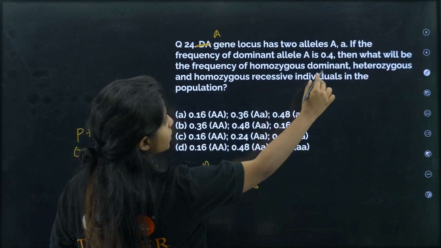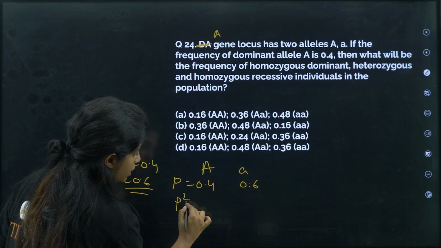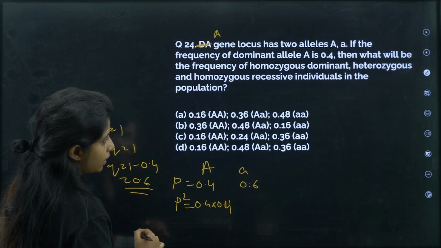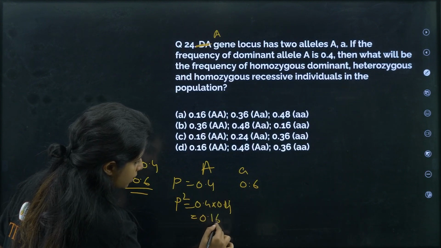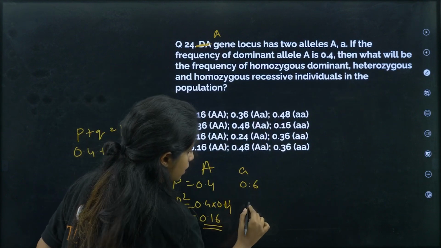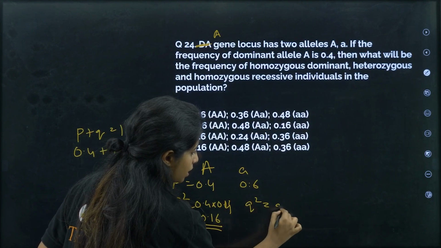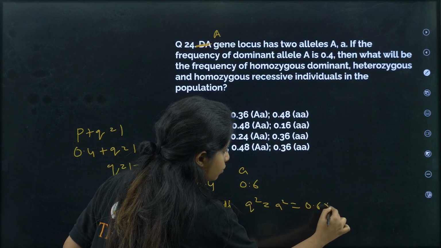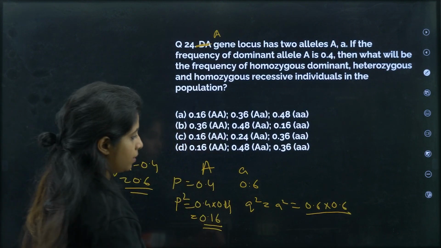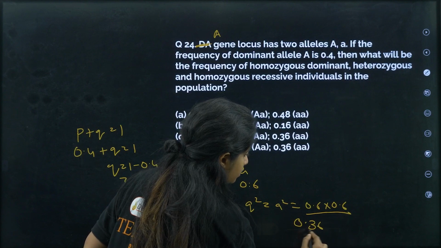Now you have to find homozygous dominant. For homozygous dominant, p square. So that means 0.4 into 0.4, that is 0.16. Okay. Now you have to find homozygous recessive, that means q square. That means a square, which is 0.6 into 0.6. What is 0.6 into 0.6, my dear children? It is 0.36.